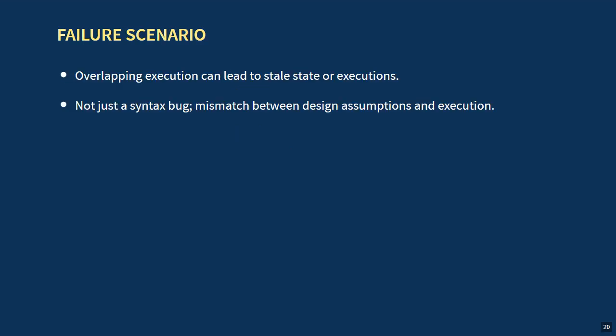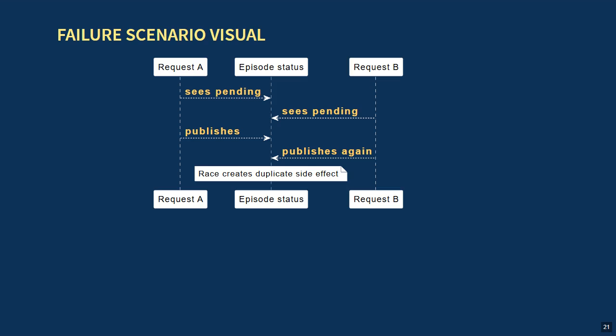In cases where executions overlap, we may encounter stale states and unintended actions. It's critical to recognize that this isn't merely a syntax error, but a fundamental mismatch between what we designed and how our system executes under actual conditions. This failure scenario diagram shows the concrete overlap that creates risk. The diagram is meant to make the timing visible so the bug is understood as a design mismatch, not just a code mistake.